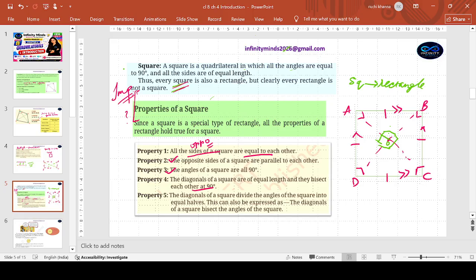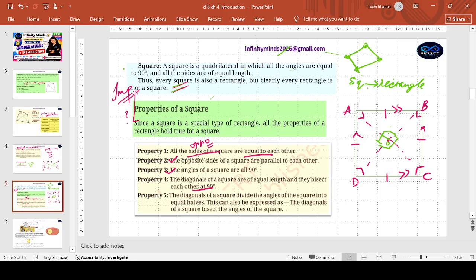You have any general quadrilateral and you've been asked to test whether it is a rectangle or not. You will check all the features. Am I having each angle to be 90 degrees? Then also it can be a square or a rectangle.